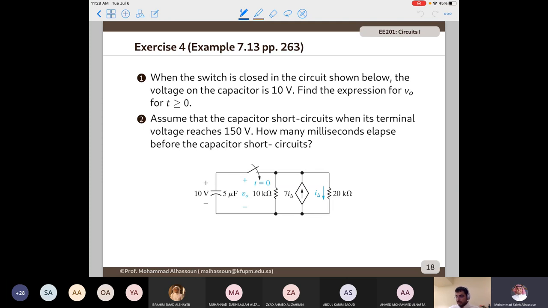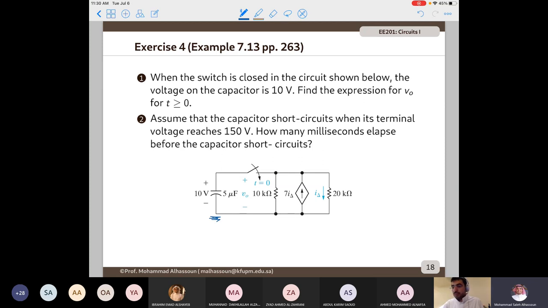Let's see this with this exercise. It says that when the switch is closed in the circuit shown below, the voltage at the capacitor is 10 volts. Find the expression for V naught. So we have a capacitor, and that capacitor is initially charged with 10 volts. Then at t equals zero, we close the switch.